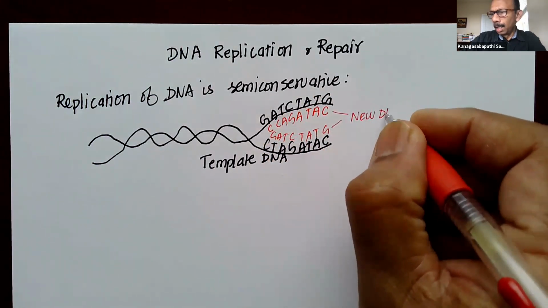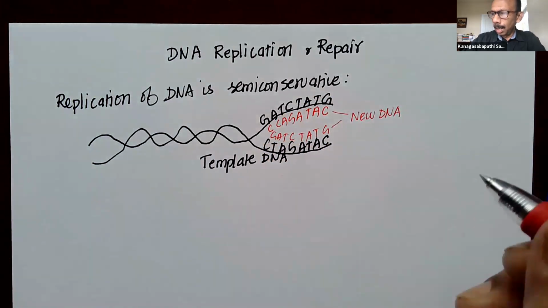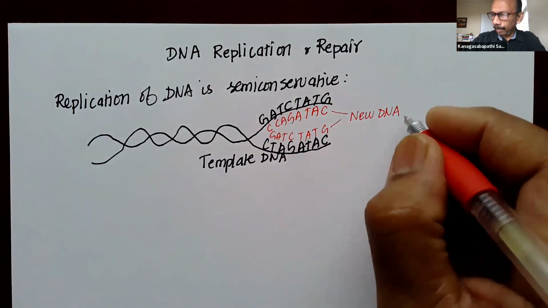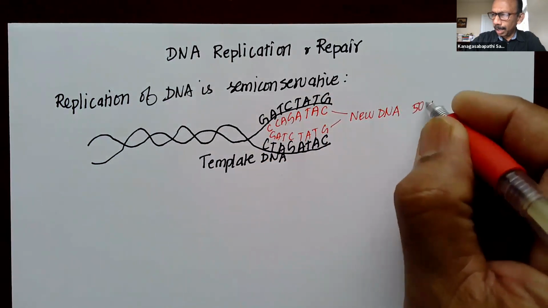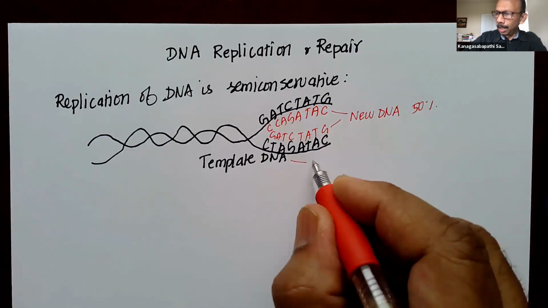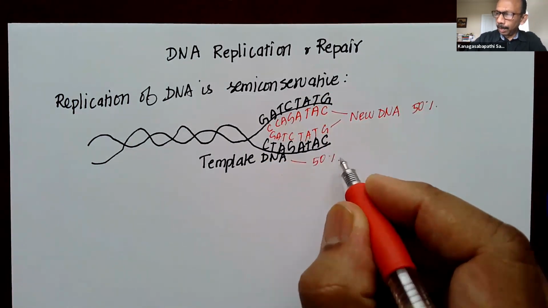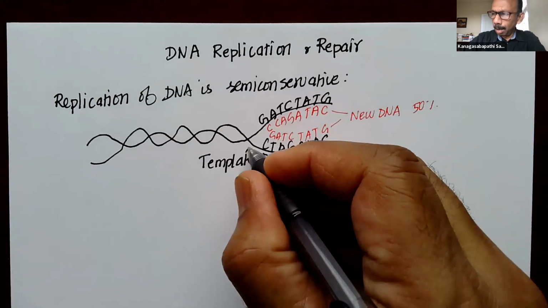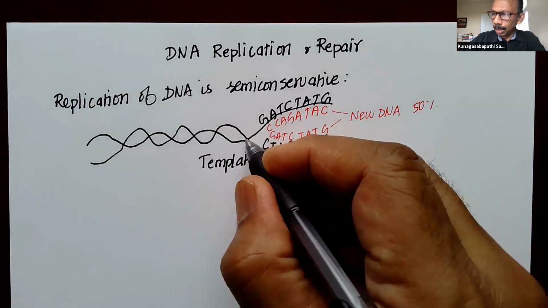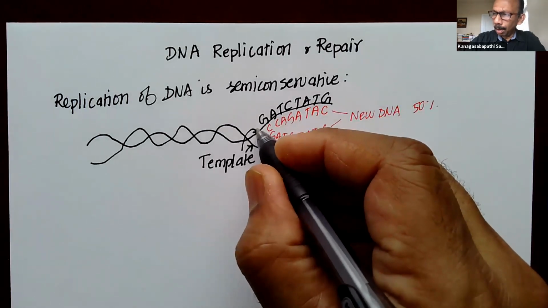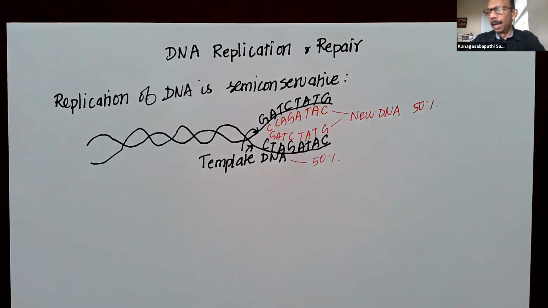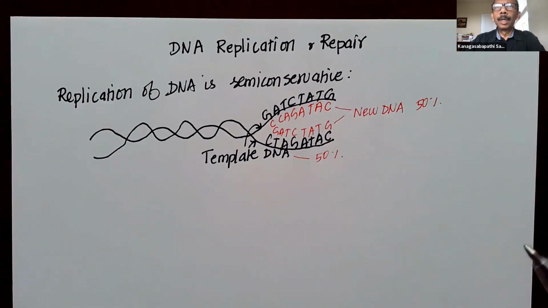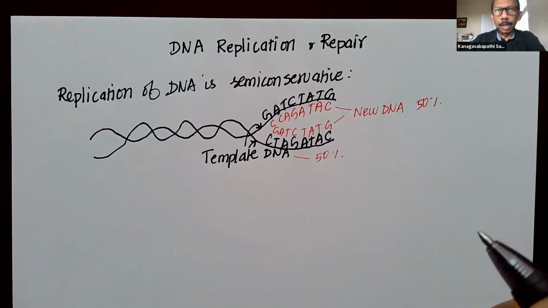So when you have these new DNA being made, 50% is new DNA, and the template DNA is 50%. That is what is referred to as semi-conservative. Okay, so both of these are template DNA. Half the same, conserved, half new is semi-conservative.